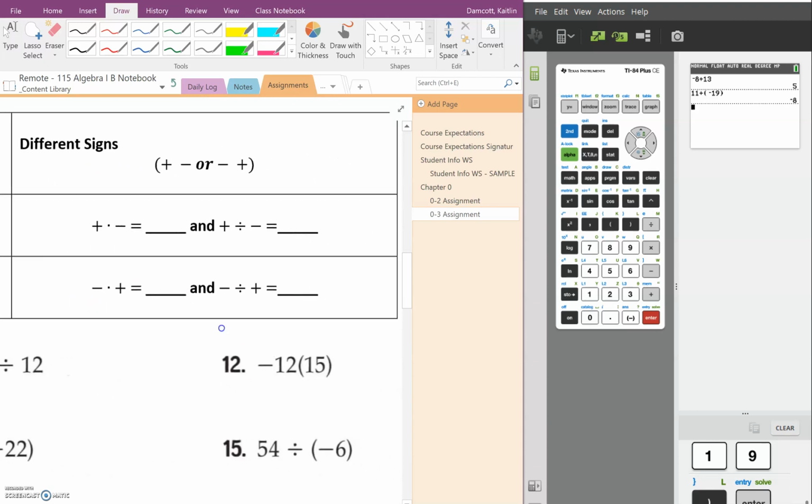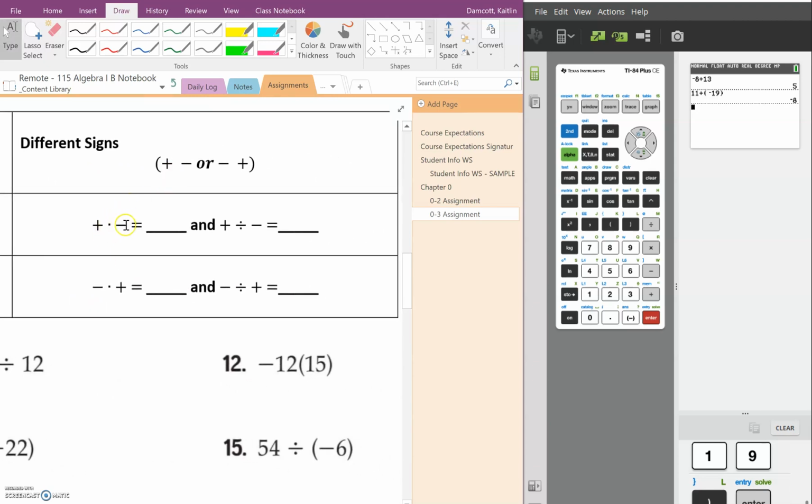Whereas if you have different signs, so you take a positive number and multiply it by a negative number, you're going to have a negative. Or if you do a positive divided by a negative, it's going to be negative. And then negative times positive is negative, and negative divided by positive is negative. So for these ones, if you have different signs, you are going to have a negative.